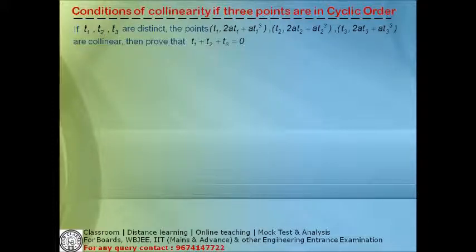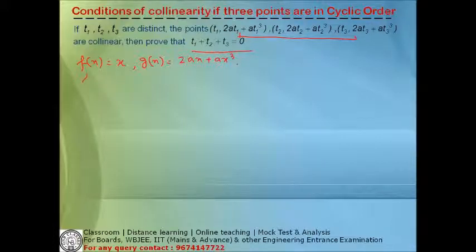See this second sum. The question is the same. If t1, t2, t3 are distinct, and the points which are given are collinear, then prove that t1 plus t2 plus t3 equals 0. Now easily we can see that the points which are given to us are cyclic, right? So we define two functions here. f(x) is x and g(x) is 2ax plus ax cube, isn't it?